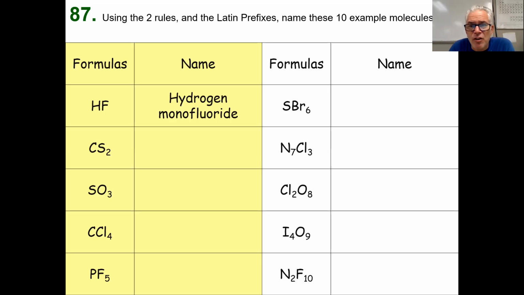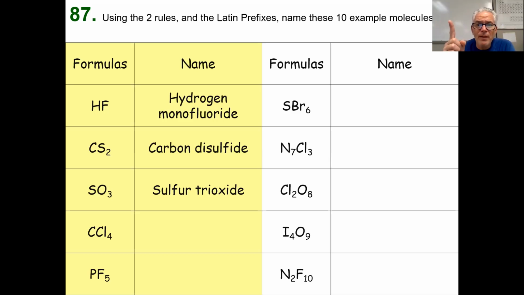The next one, CS2. 1 carbon, so it's going to be called carbon. And now we have 2 S's. How do you say 2? Di. How do you say sulfur? Sulfide. Carbon disulfide. Look at that. Bing, we got it again. SO3. S is sulfur. There's a single one, so we only say sulfur. How do you say 3? 3 oxygens. Trioxide. Sulfur trioxide.